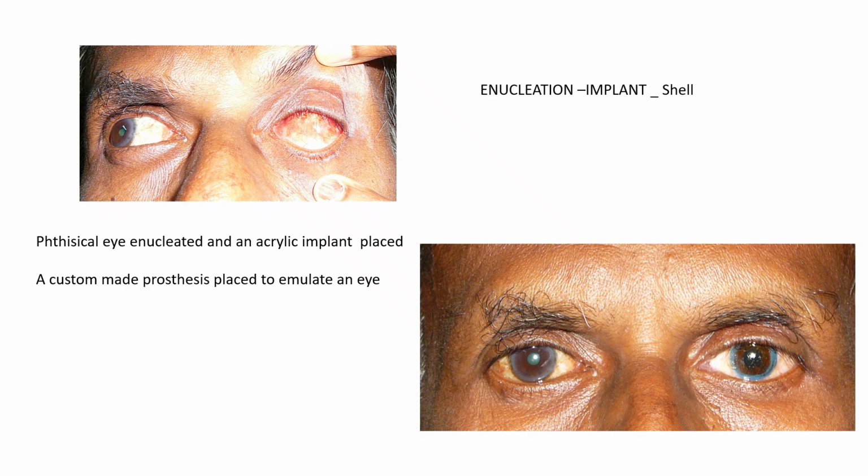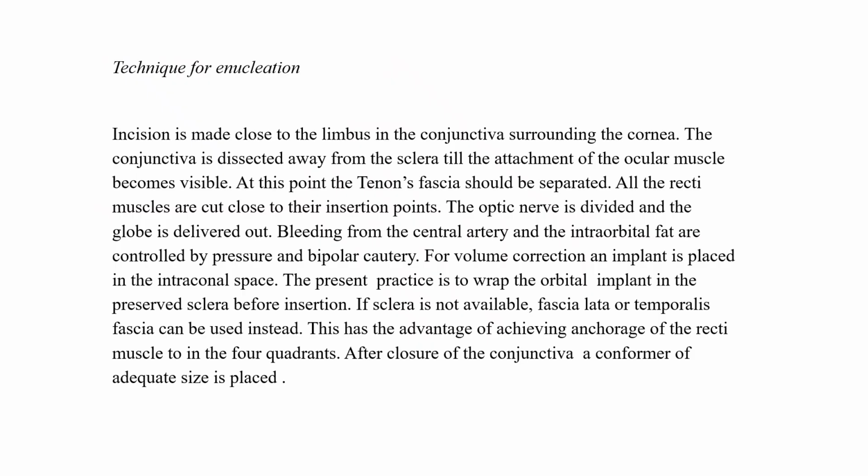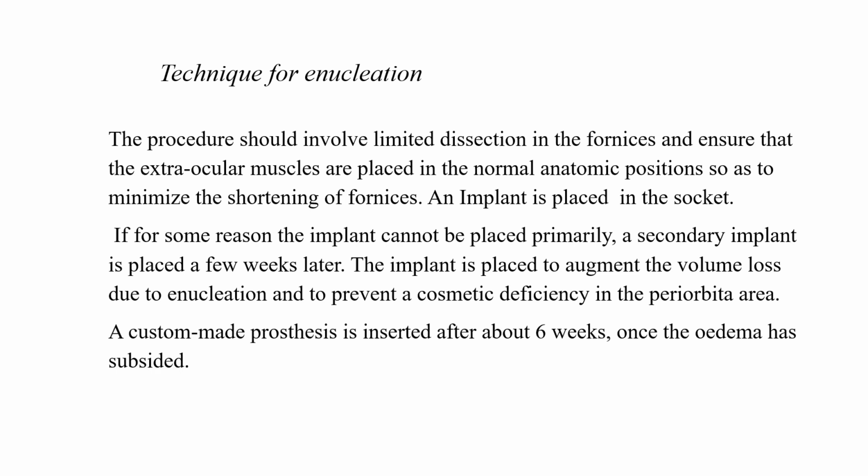Here the eye was enucleated and an acrylic implant was placed. A custom-made prosthesis is placed to emulate an eye. The procedure should involve limited dissection in the fornices and ensure that the extraocular muscles are placed in the normal anatomic positions so as to minimize the shortening of fornices.